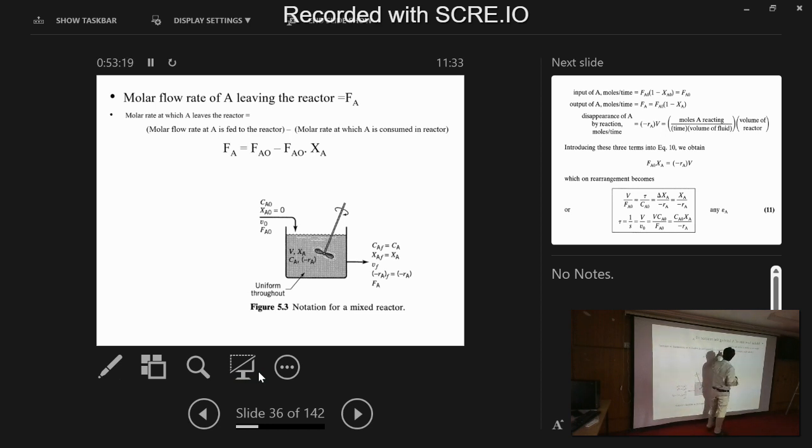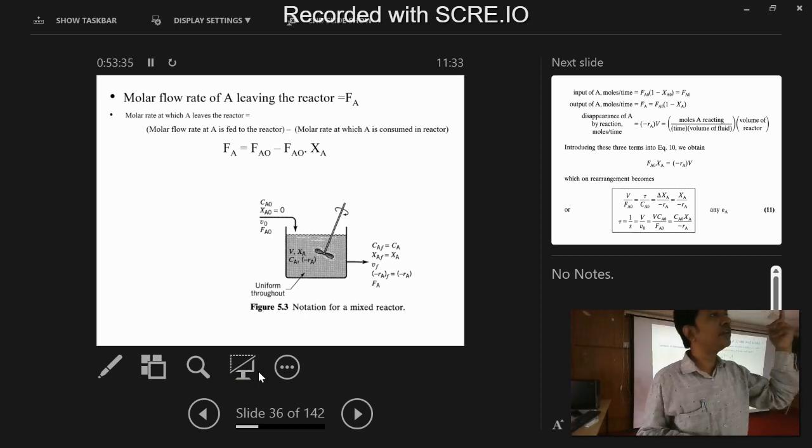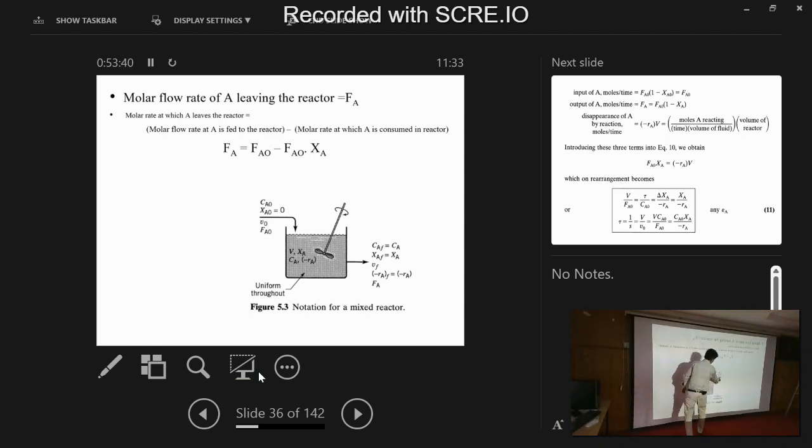So in, out, only disappearance, because accumulation is zero. I already know FA is equal to FA naught into 1 minus XA, because NA is equal to NA naught into 1 minus XA, or CA is equal to CA naught into 1 minus XA. We know the formula. So FA naught is in, FA is out. But I write FA is equal to FA naught into 1 minus XA. So if I substitute and remove, I will end up with an equation.